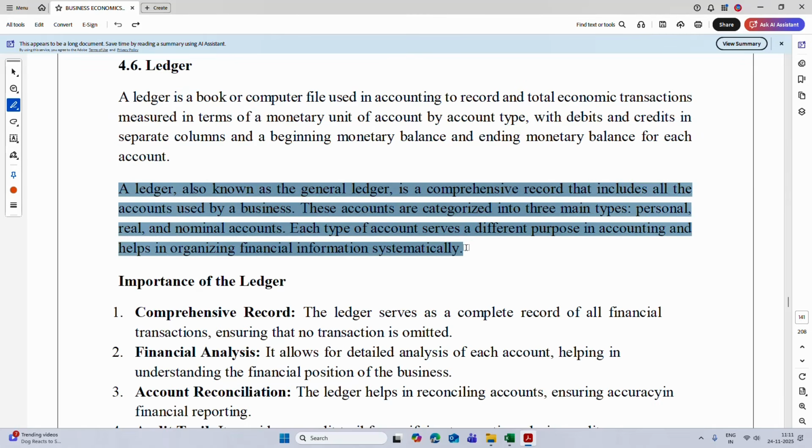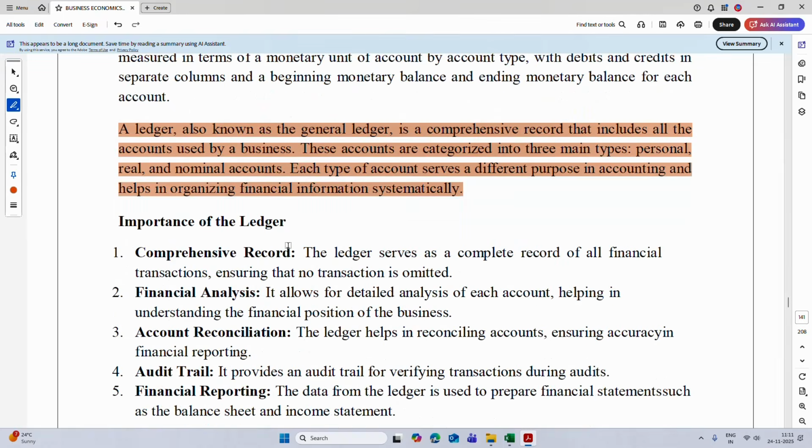A ledger is known as a general ledger and it is a comprehensive record that includes all the accounts used by a business. We have seen three types of accounts, and all three types are covered here. These accounts are categorized into three main types, that is personal accounts, real accounts and nominal accounts as discussed in the previous video. Each type of account serves a different purpose in accounting and helps in organizing financial information systematically. That's why all three types of accounts are required here in the ledger.